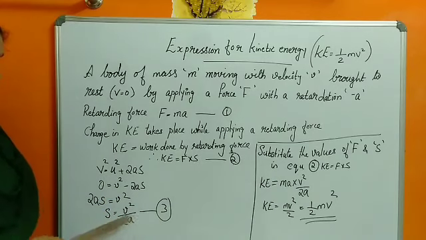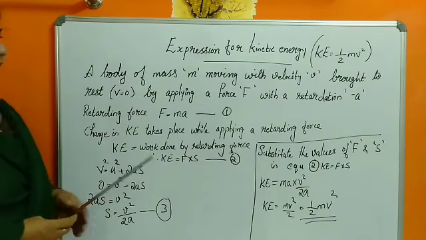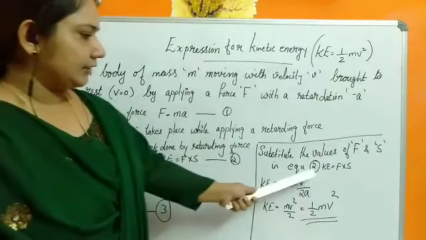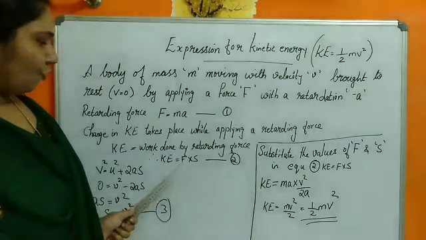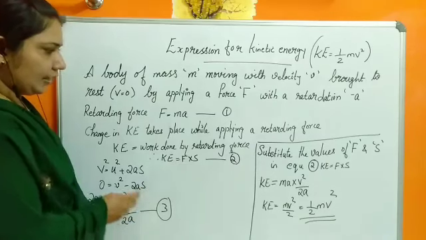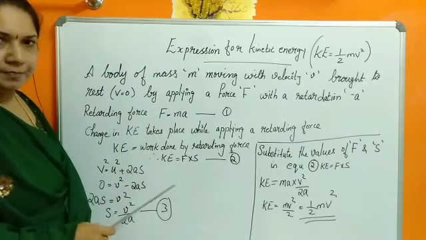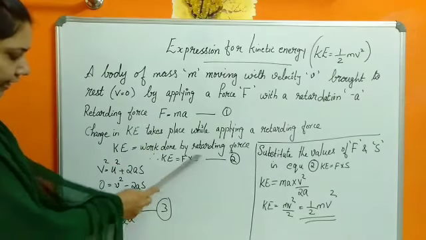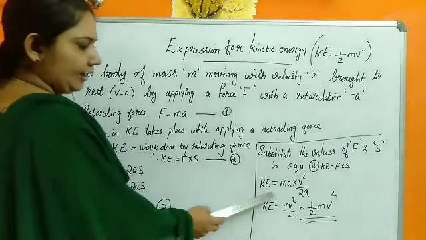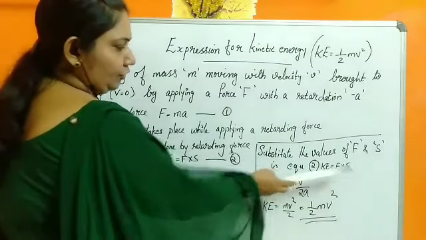And the third final equation we got, the displacement of that particular body, that car, is v square by 2a. Now I am going to substitute all these values in one equation, that is, kinetic energy is equal to force into displacement. Here you can see F. Instead of this F, I will substitute ma, and instead of this s, I will substitute v square by 2a.